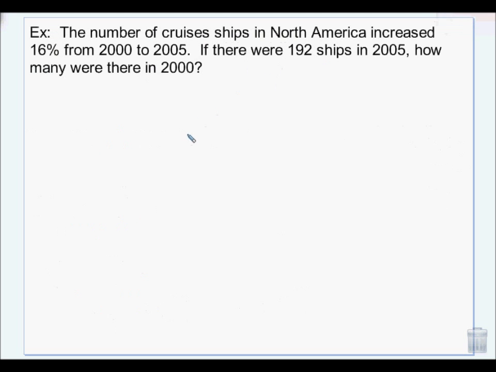The number of cruises in North America increased 16% from 2000 to 2005. Okay, so if there are 192 ships in 2005, how many are there in 2000? Well, 2005, that's going to be the new number, right? Because it's later. How many there were in 2000, we don't know. This will be the original number. So can't you do 192 subtracted by 16? No, this is my percent.